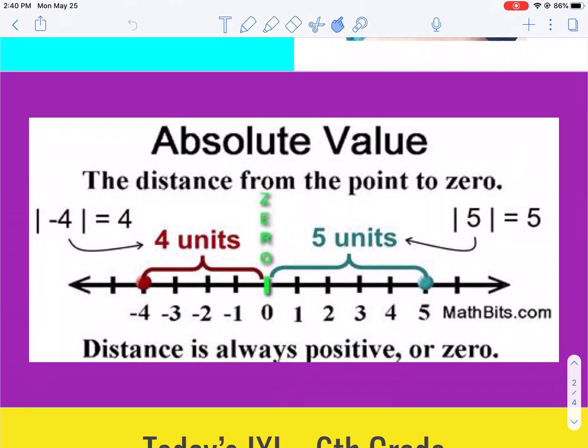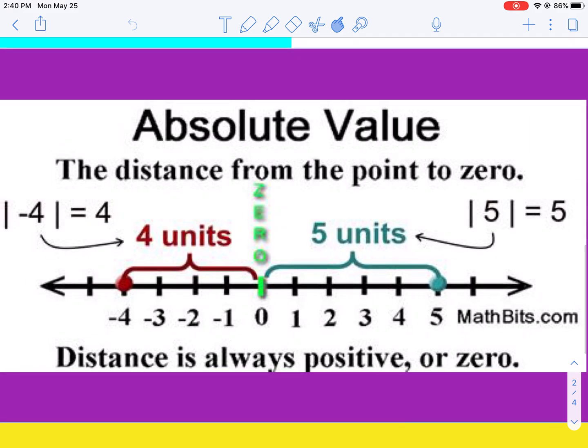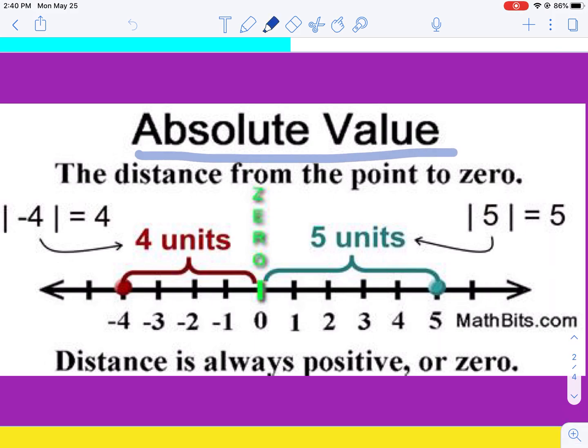So here's an awesome slide. I know I always tell you when it's a good time to take a screenshot and save something in your notes, and this would be a prime opportunity of helping you understand absolute value. So as I said, absolute value is a number's distance from the point to zero, okay?